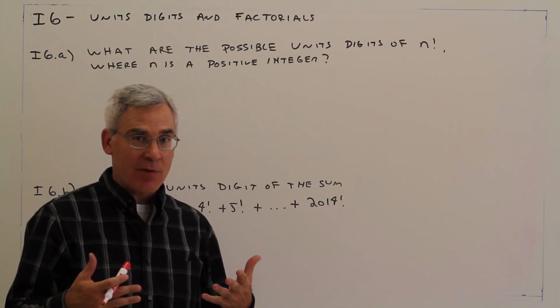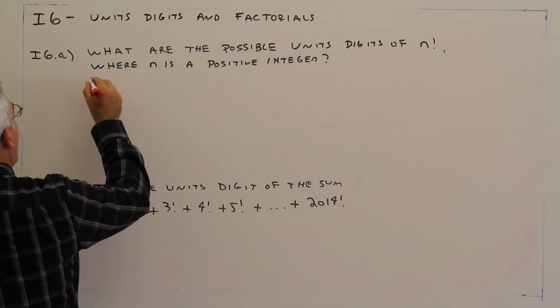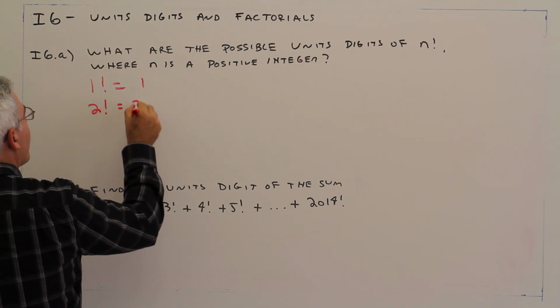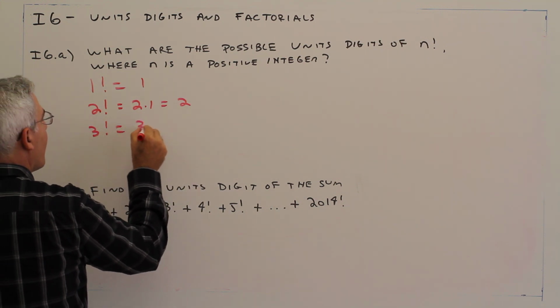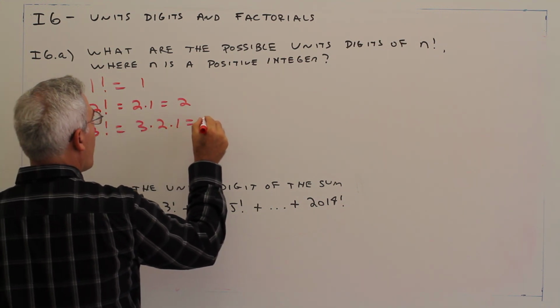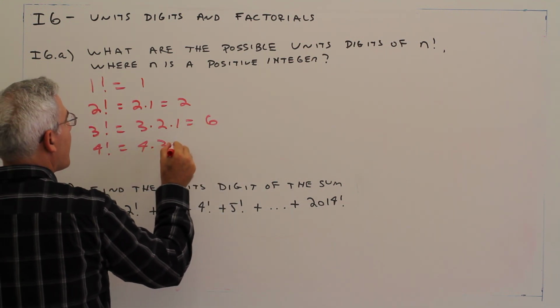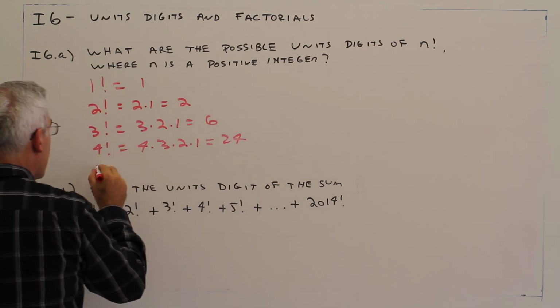So first we've got to understand what a factorial is. So let's just make a list. 1 factorial is 1, 2 factorial is 2 times 1 is 2, 3 factorial is 3 times 2 times 1 is 6. 4 factorial is 4 times 3 times 2 times 1, just 4 times the previous, 24.